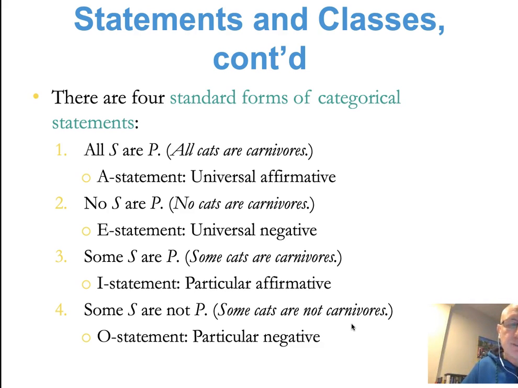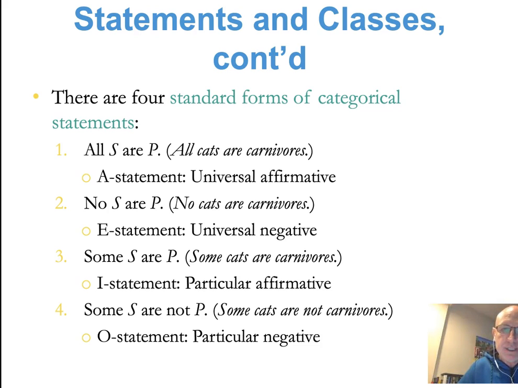Now, this is really helpful to us, and you want to know this for your exam. You want to be sure that you have this nailed down. There are 4 standard forms of categorical statements, and I like to remember it in terms of our vowels, A, E, I, O, and of course U, except there's no U here. The A statement is a universal affirmative: all S are P, all cats are carnivores.